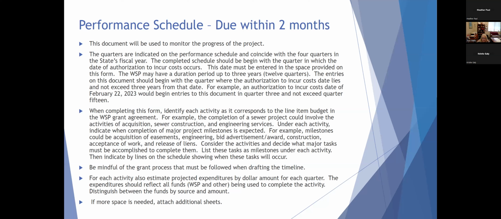Be mindful of your grant process that has to be followed when you're drafting your timeline. For instance, if you have 6 months in order to complete your plans and specs, that's marked as a milestone under engineering services, then you would want to make sure that you have given yourself those 6 months, if that's what it entails, to get your plans and specs completed. For each activity, also estimate the projected expenditures by dollar amount for each quarter. The expenditures should reflect all funds, water sector, and other funds that are being used to complete the activity. You need to distinguish between the funds by source and amount.